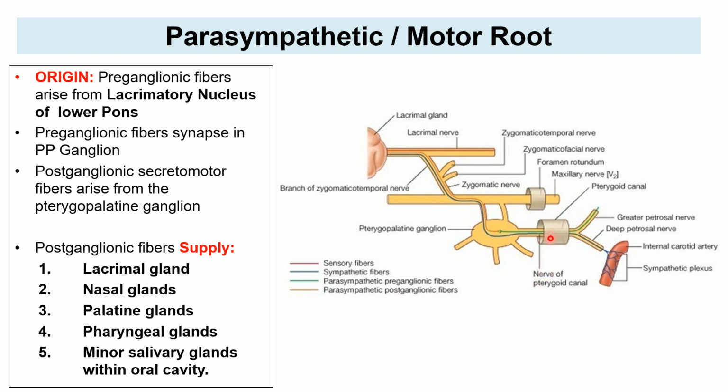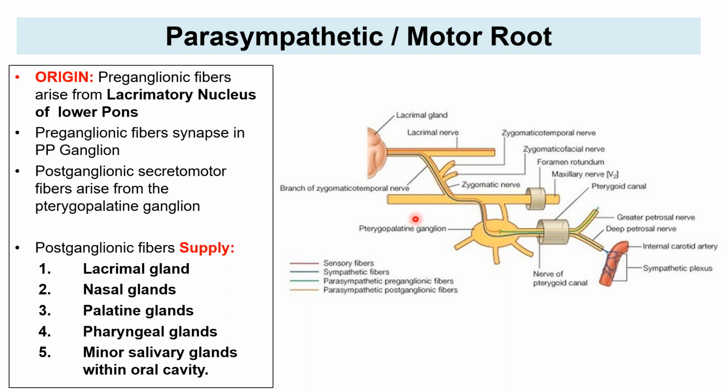What is contained in the pterygoid canal? The pterygoid canal contains the nerve of the pterygoid canal. And how is this nerve of the pterygoid canal formed? It is formed by the joining of the greater petrosal nerve, which is from the facial nerve, with the deep petrosal nerve, which comes from the sympathetic plexus around the internal carotid artery. When this joins the greater petrosal nerve, which is from the 7th nerve, they form the nerve to the pterygoid canal and enter into the pterygoid canal. So this is the pterygoid canal with the nerve to the pterygoid canal. Now this nerve to the pterygoid canal communicates with the pterygopalatine ganglion.